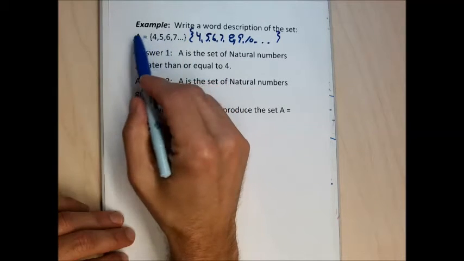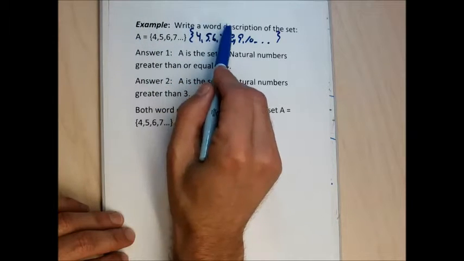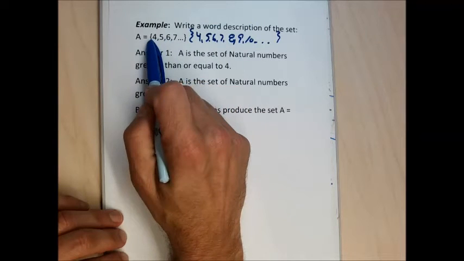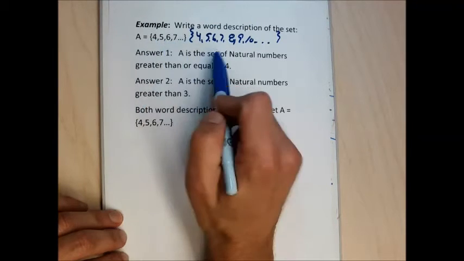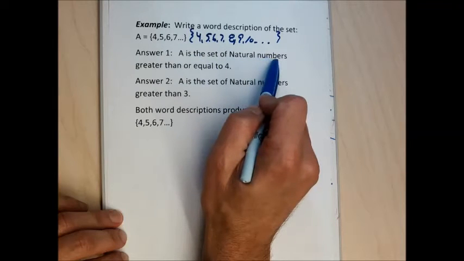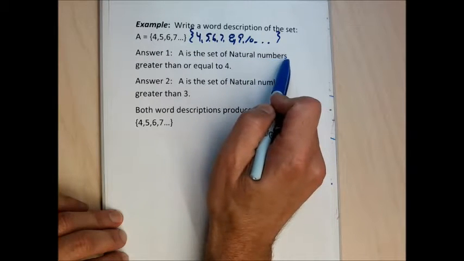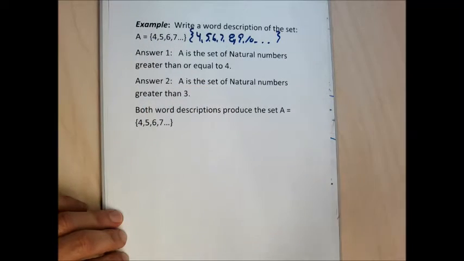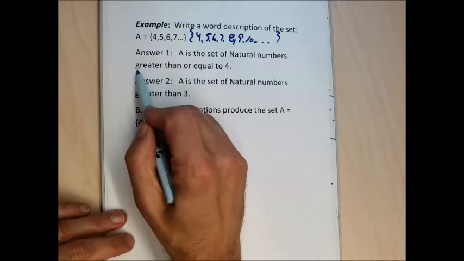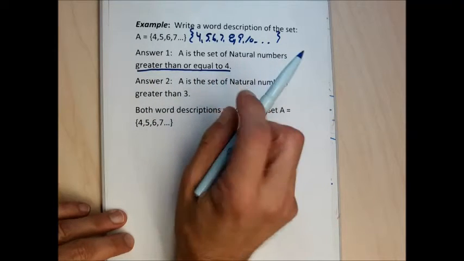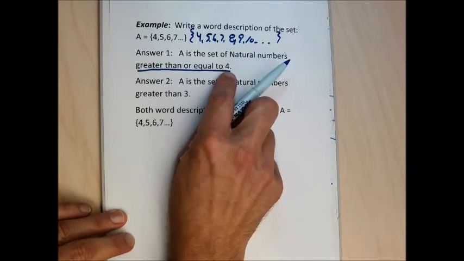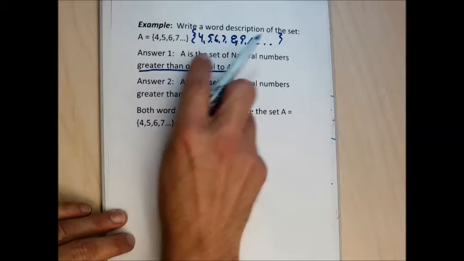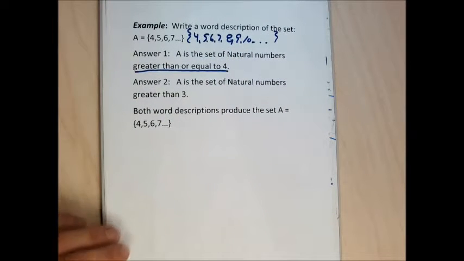Immediately when I look at this, I know in my answer, if I'm asked to write a word description, I probably like to say A is the set, and then it's a set of numbers, and those are all natural numbers. So I started off saying A is a set of natural numbers. And then I needed to write something after that that only counts the natural numbers 4, 5, 6, 7, 8, 9, 10 and bigger. And then I chose first greater than or equal to 4, because this would include the 4. The or equal to part includes the 4, and the greater than includes every natural number greater than 4. So this would be the set 4, 5, 6, and 7.